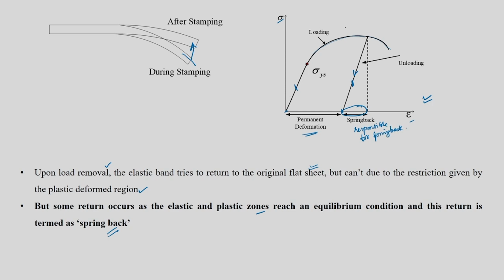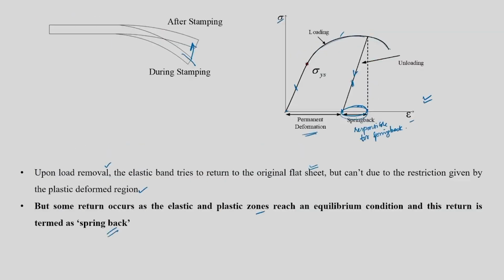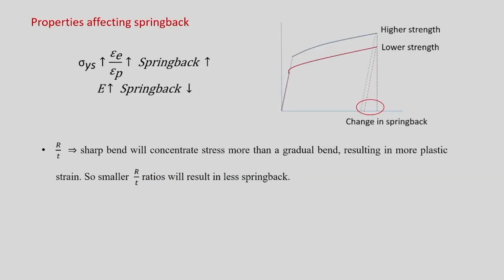So there is a loading part in the stress strain graph, there is an unloading part, and the remaining one is what is responsible for spring back. Now, with respect to this diagram, one can tell some important properties which can affect spring back. For example, the strength of the material. For that I have given a simple example here. Suppose this is your sigma versus epsilon graph. This black color portion is your high strength material, and the red color one is your low strength material.